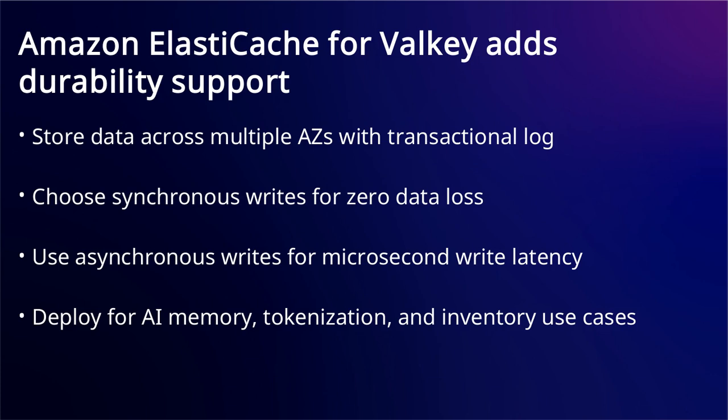Alternatively, you can select asynchronous writes that maintain microsecond write latency at no additional cost, though up to 10 seconds of data could be lost during failures. Both options preserve microsecond read latency. You can now deploy ElastiCache for use cases where data loss is unacceptable, including AI agent long-term memory, AI agent workflow state, knowledge bases for RAG applications, payment tokenization, and real-time inventory management. The feature is available in all AWS commercial regions, AWS China regions, and AWS GovCloud regions starting with Valkey 9.0.